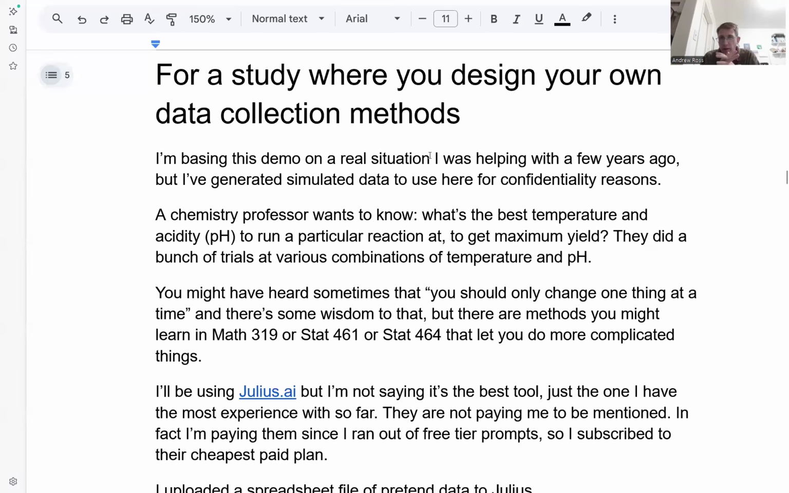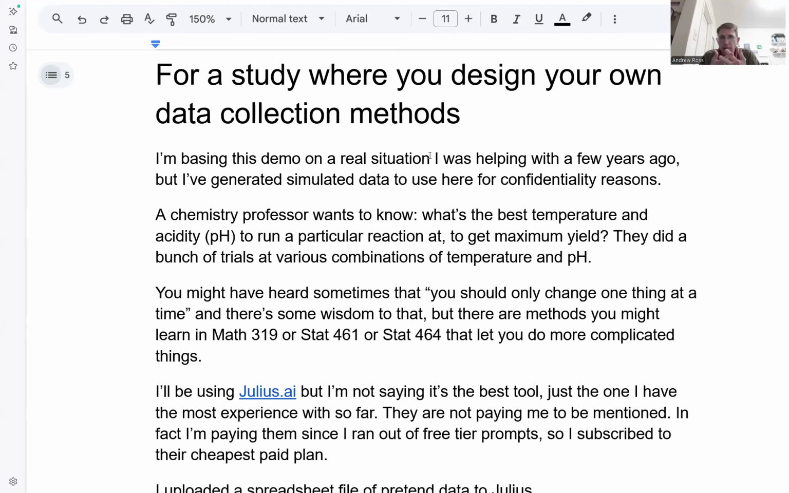Let's work through a demo on designing and analyzing a study where you design your own data collection. I'm basing this demo on a real situation that I was helping with a few years ago, but I've anonymized it a bit and generated some simulated data to use for confidentiality reasons.